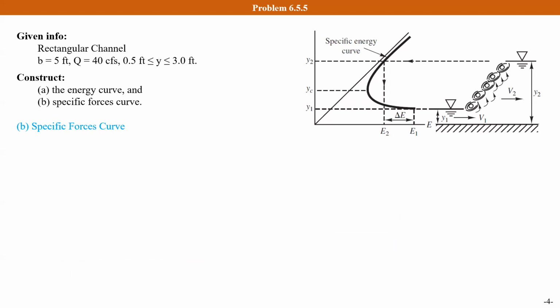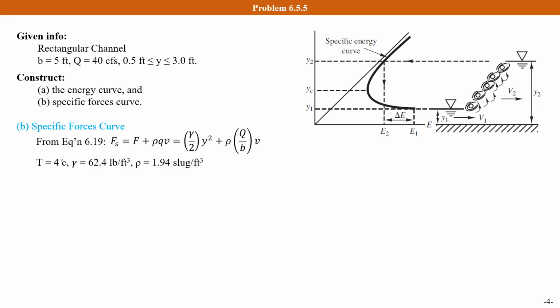Next, we need to calculate the specific force curve. Based on equation 6.19, the specific force equals the force plus the density times the discharge per unit width times the corresponding velocity. We can calculate the force by using this equation: gamma divided by 2 times y squared. And the discharge per unit width equals Q over B.